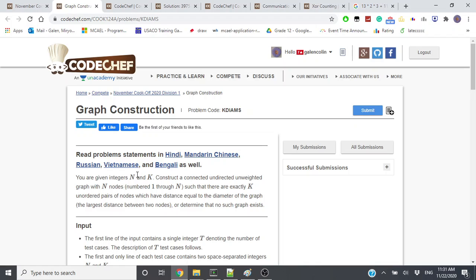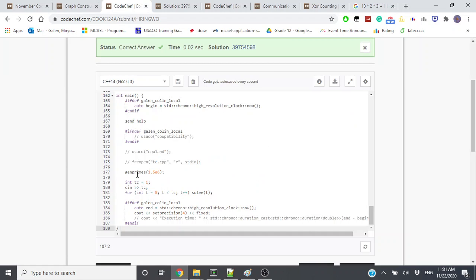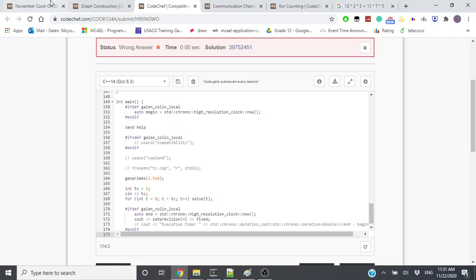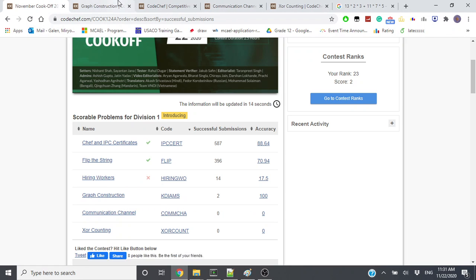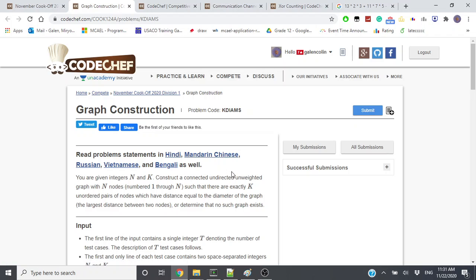So now we're back to this weird problem. You have integers n and k, construct a connected, undirected, unweighted graph with n nodes such that there are exactly k unordered pairs of nodes. Okay, well that worked. I'm not sure if that was intended, but that's what I was able to do, so I suppose that's all we got for now.